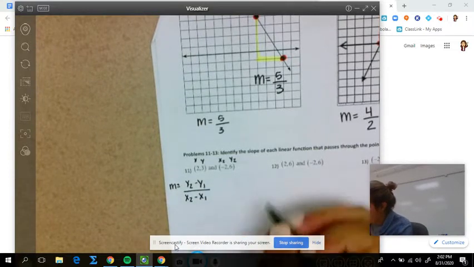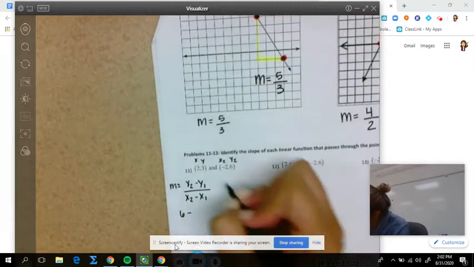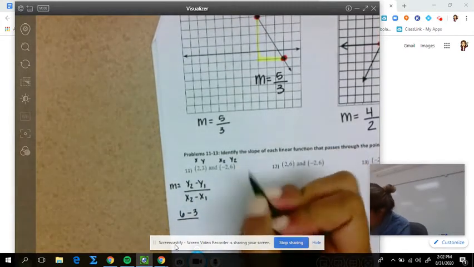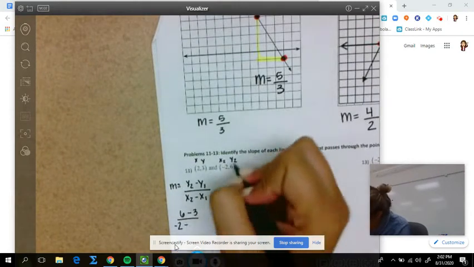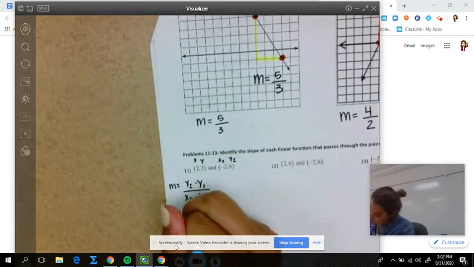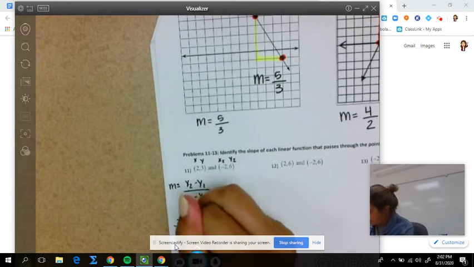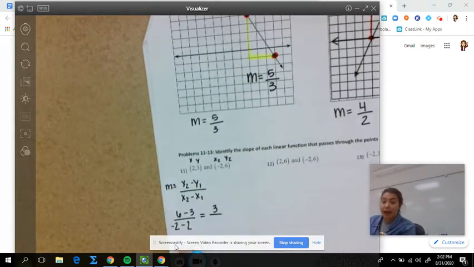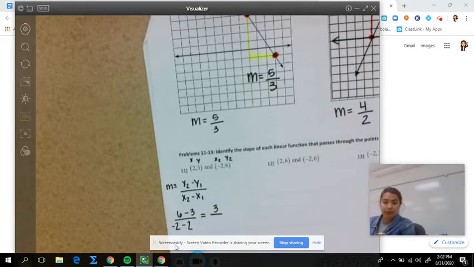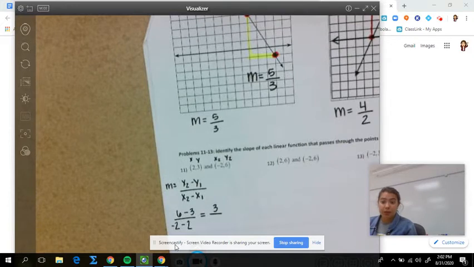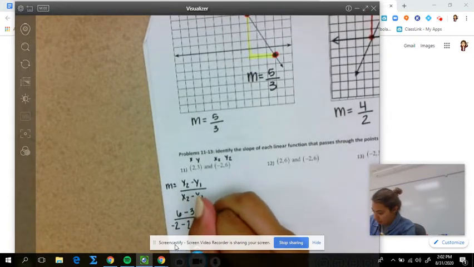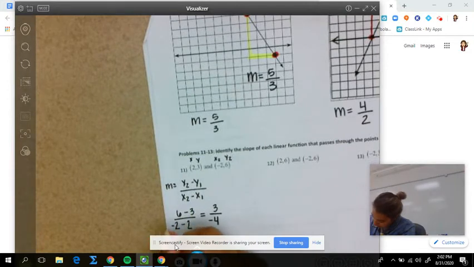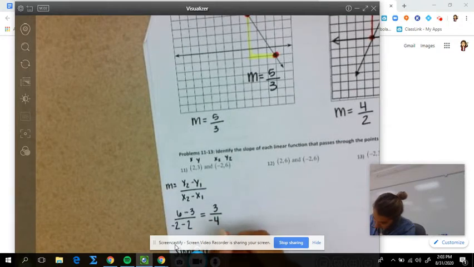So we can go ahead and put that in. Our y2 is 6 minus our y1, which is 3, all over our x2, which is negative 2, minus our x1, which was positive 2, which gives us 3 over, now negative 2 minus 2. If you have a calculator out, you can use it on your phone or on a computer, that actually gets us negative 4. So our slope, or our m, is equal to negative 3/4.